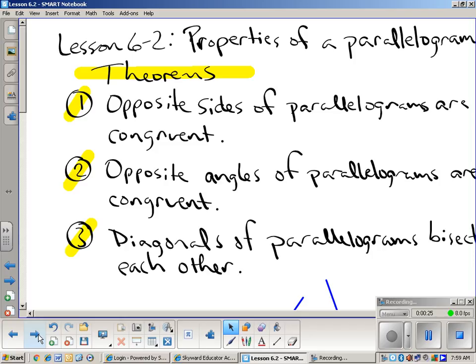Theorem 1 is that the opposite sides of parallelograms are congruent. The second theorem says opposite angles of parallelograms are congruent. And the third one says diagonals of a parallelogram bisect each other. The three properties about parallelograms that come in the form of theorems.